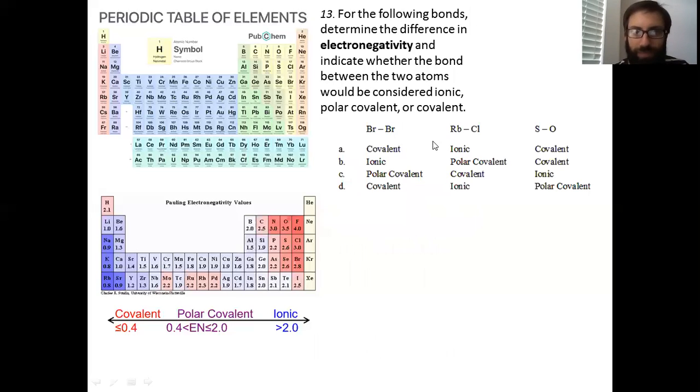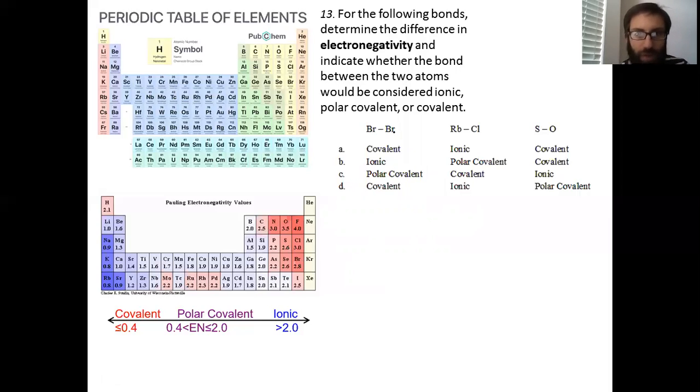Number 13. For the following, determine the difference in electronegativity and indicate whether the bond between the two atoms would be considered ionic, polar covalent, or covalent. So very similar to what we just did, right? And so, well, bromine and bromine, I could look it up. Okay, it's 2.8.